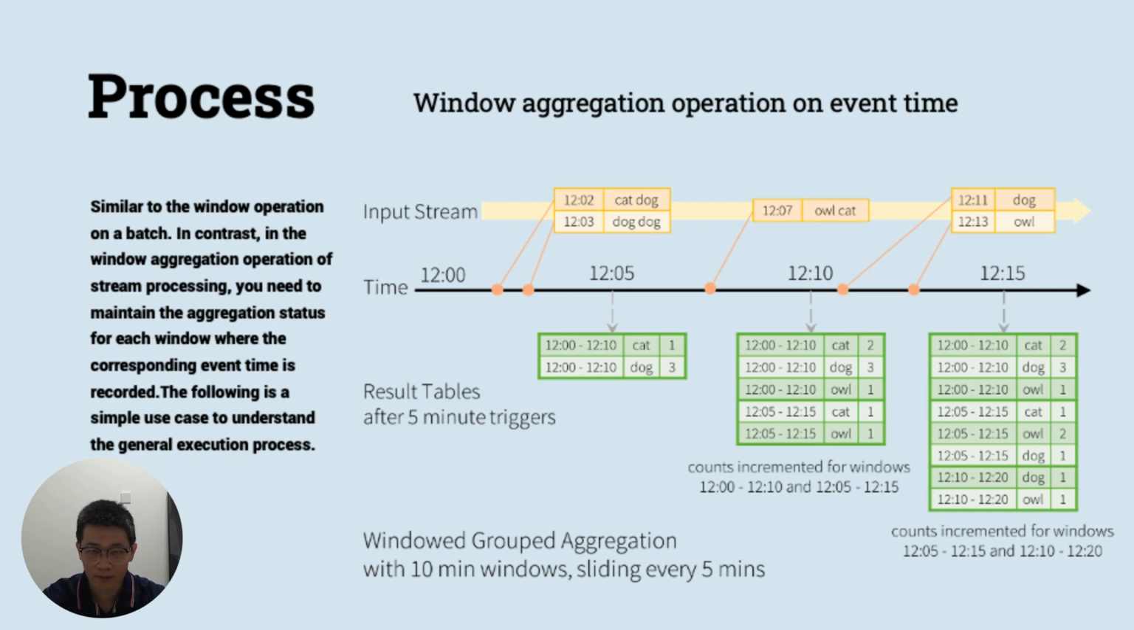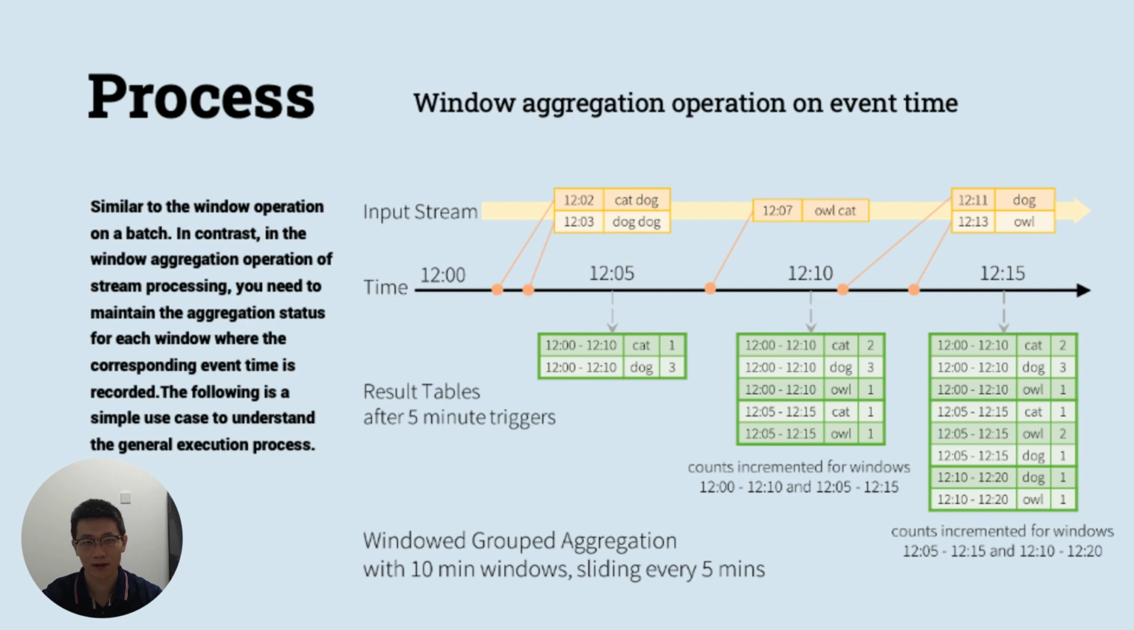In this example, we continuously read records from a socket, and each record contains a timestamp and a word. We use a 10-minute window to count the occurrence of each word. The windows slide every 5 minutes, creating a sliding window. The triggering interval for our batch processing is set at 5 minutes.